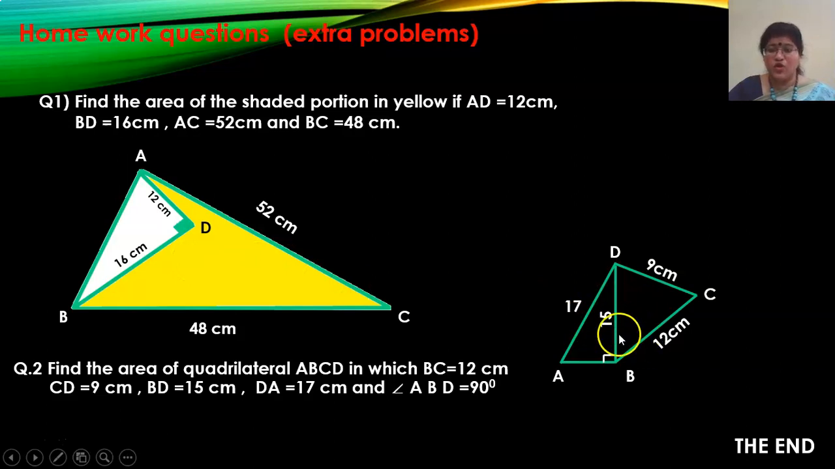Likewise, I want you to even solve this question. Again, this is very similar to this. You will use, this is a right angle triangle, and here you will use Heron's formula. Add the two, you will get the area of the quadrilateral.